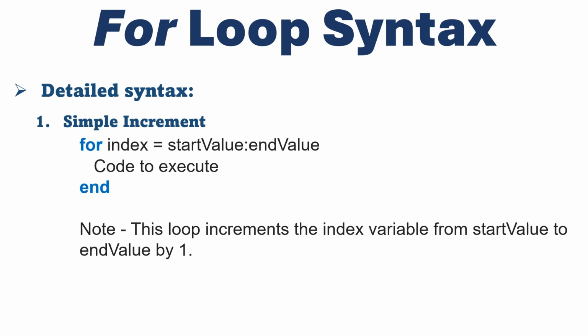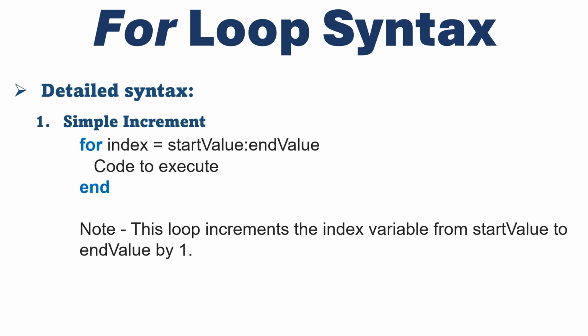So if instead of index I write the variable x, and I write the value 2 and at the end I write 10, then it will automatically increment from 2, 3, 4, 5. That is, this loop increments the index variable from the start value to the end value by default by 1 if you don't define the step size.